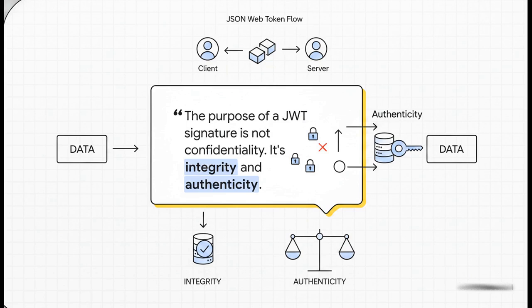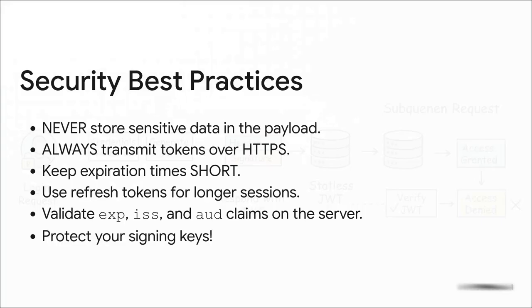Integrity means the data has not been tampered with. It's like a tamper-proof seal. Authenticity means you can be 100% sure that the token was created by the server that holds the secret key and not by some bad guy. Because of this security model, you have to follow some best practices. These are not optional. First, we've said it a dozen times, never store sensitive data in the payload.